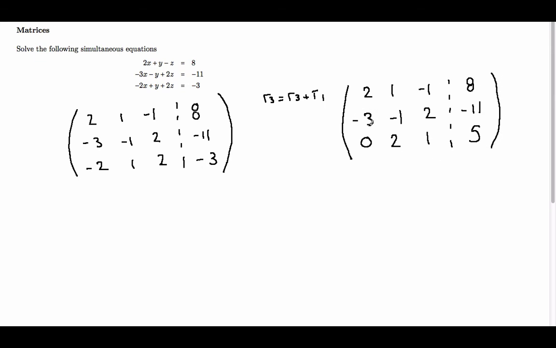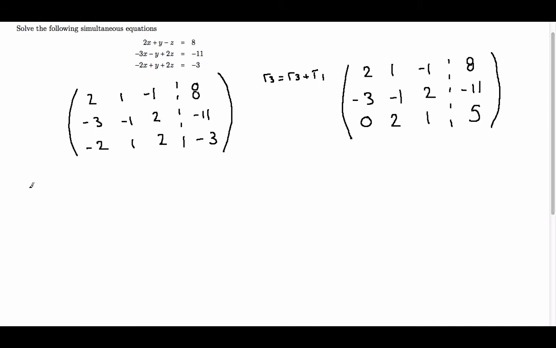Now my next job is to get a 0 here. So to get a 0 there, I'm going to say let row 2 be equal to row 2 plus 3 over 2 row 1. So on doing that, I get minus 3 plus 3 over 2 times 2. So that does indeed give me 0. I have minus 1 plus 3 over 2, which is a half. And I have 2 minus 3 over 2, which is also a half. And I have minus 11 plus 3 over 2 times 8, so that is 1.